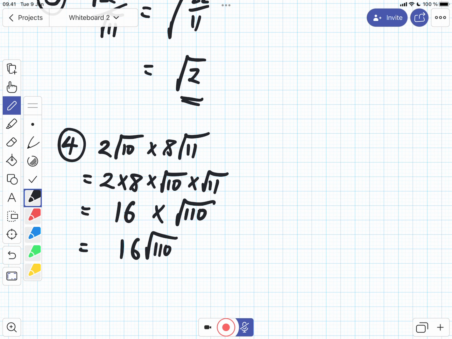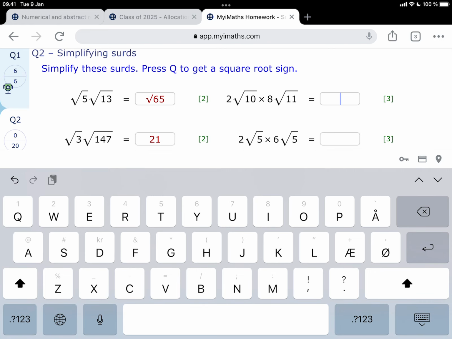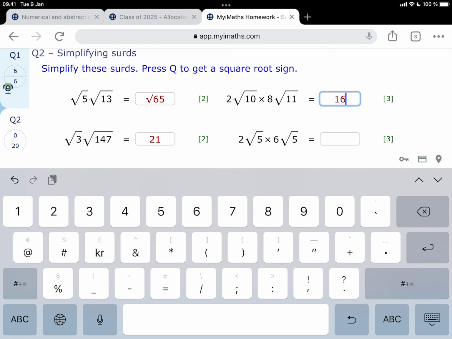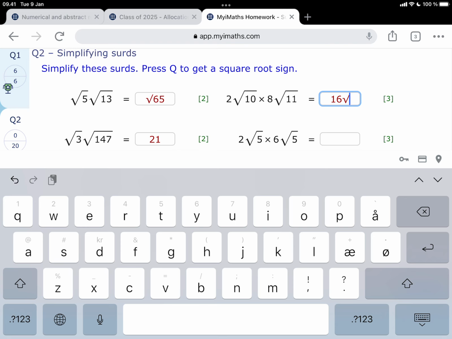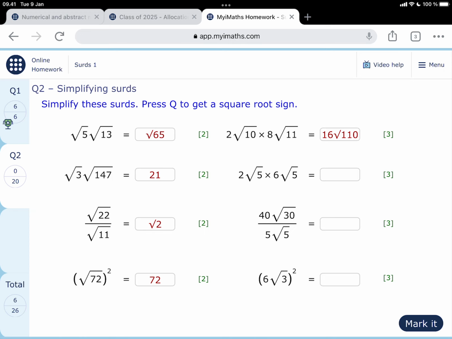If there were any common factors with these square roots, like if 10, which breaks down into 5 times 2, had something in common with something that 11 breaks down into, then we might be able to simplify that a bit. But 11's a prime number, so that's not going to happen. So 16 times the square root of 110 is the answer for that one, written like that, 16 root 110.